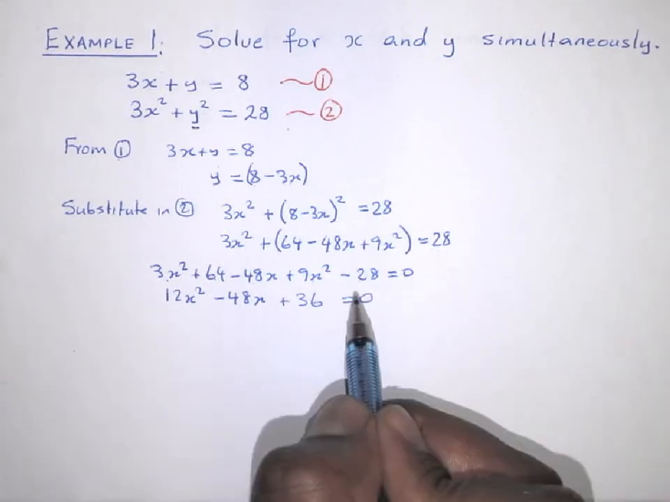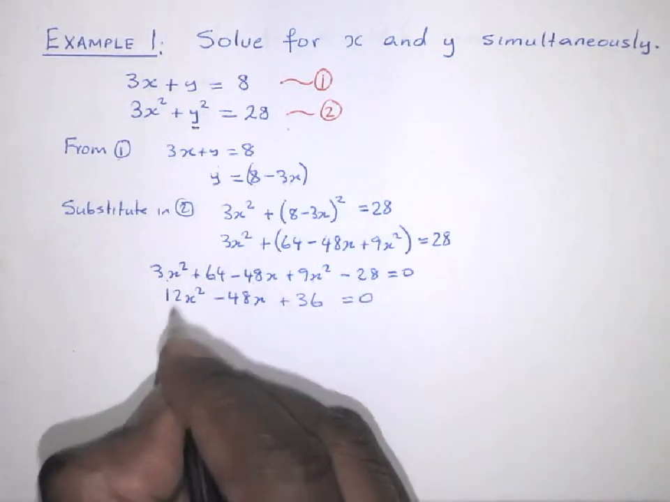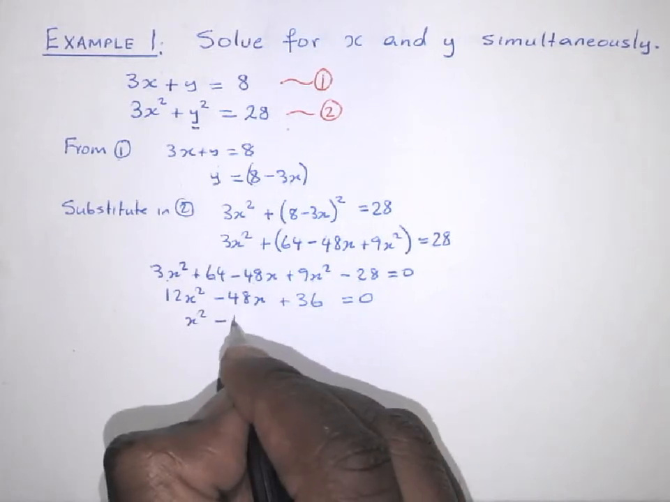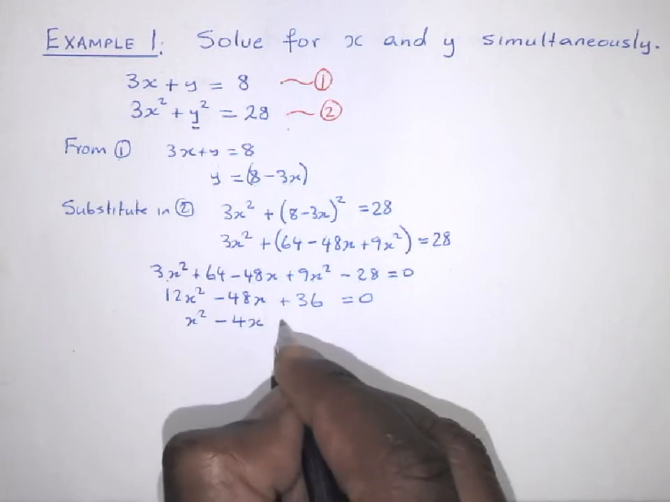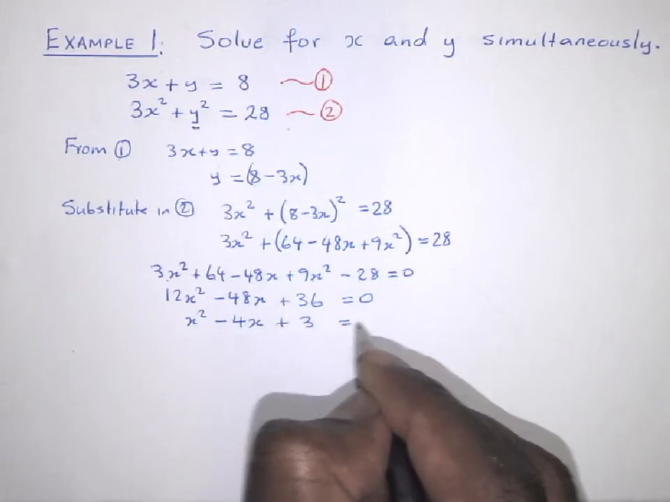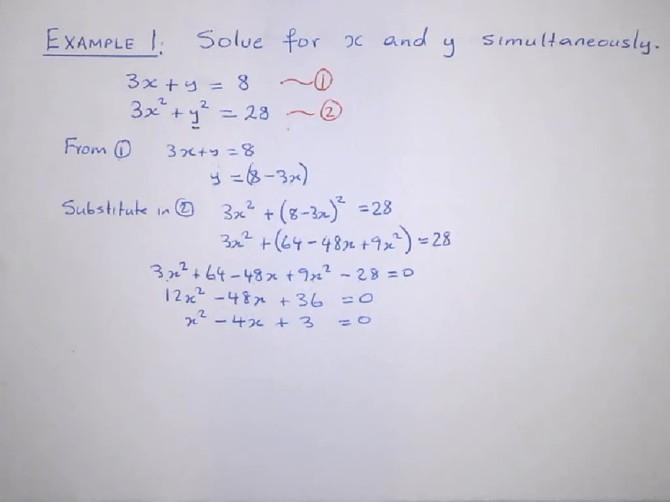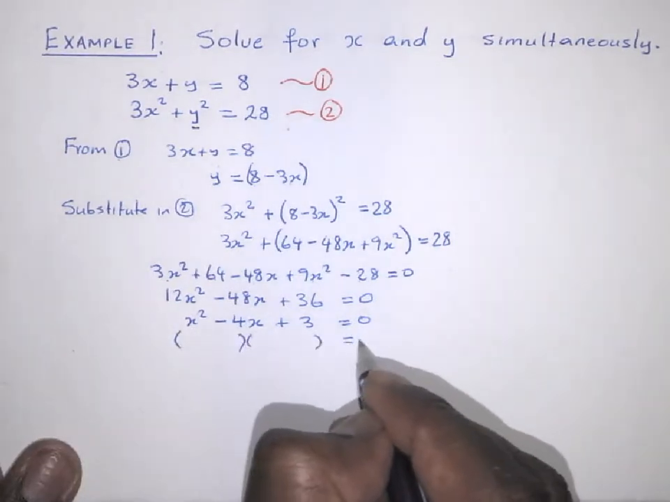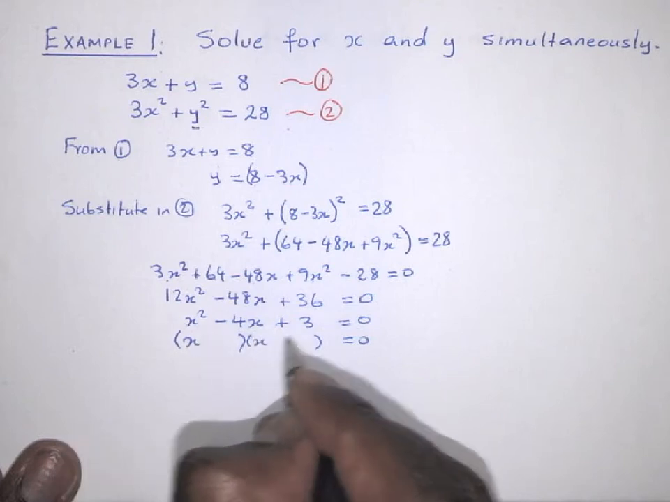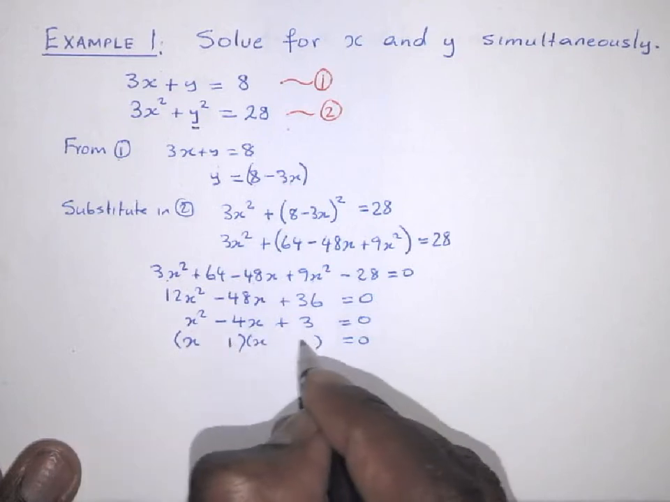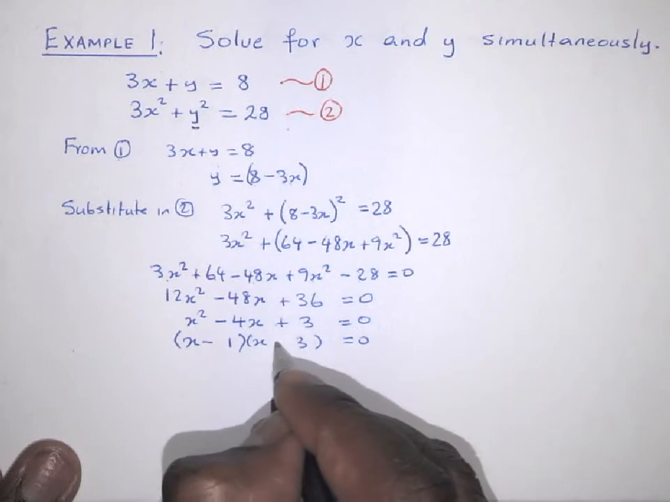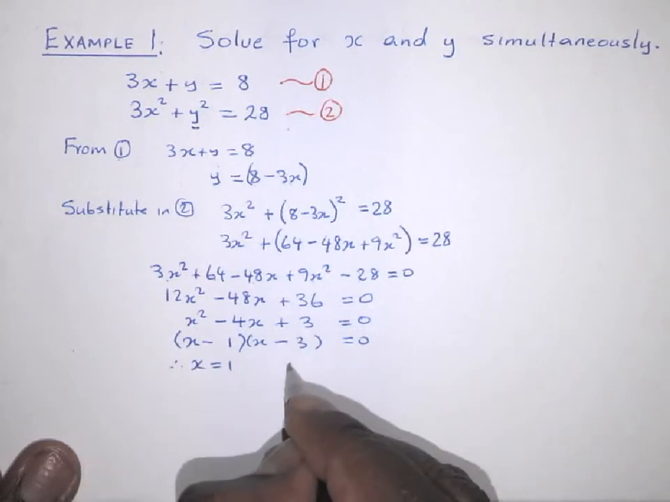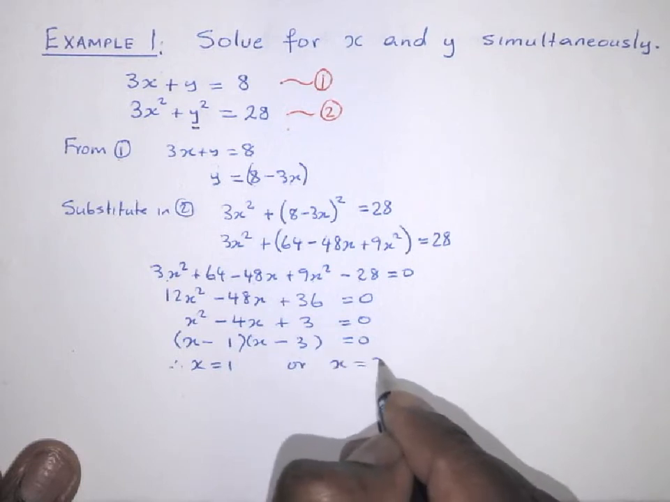Obviously, I can divide right through by 12. So if I divide this by 12, I get x squared. Divide this by 12, you get 4x. 36 divided by 12, you get plus 3, which is equal to 0. Now this is a trinomial which is easy to factorize. I can simply put the two brackets equal to 0. So it's x and x, factors of 3. It will be 1 and 3, and then it's a minus there and a minus. From here, we can see that x is equal to 1 or x is equal to 3.